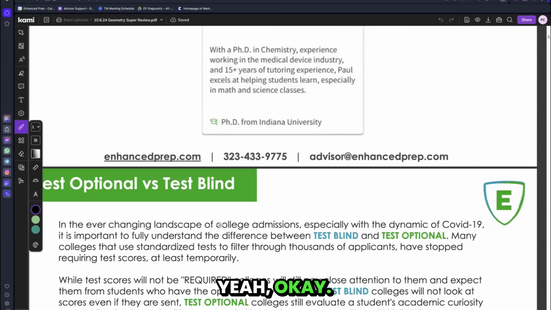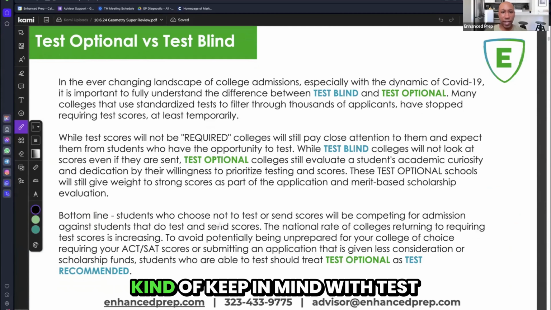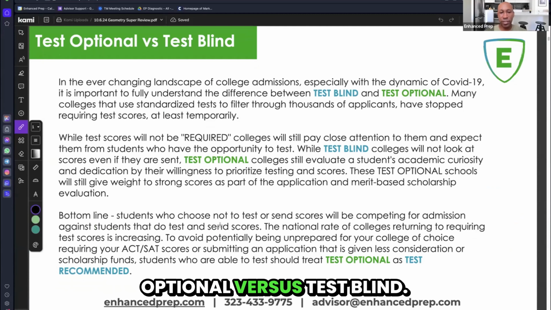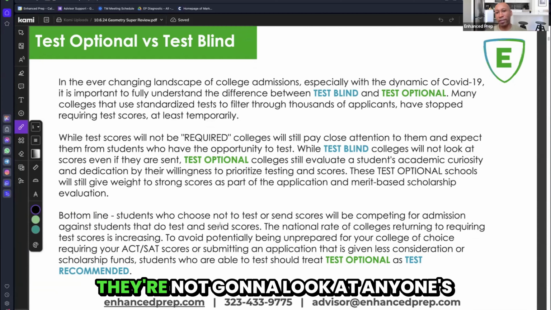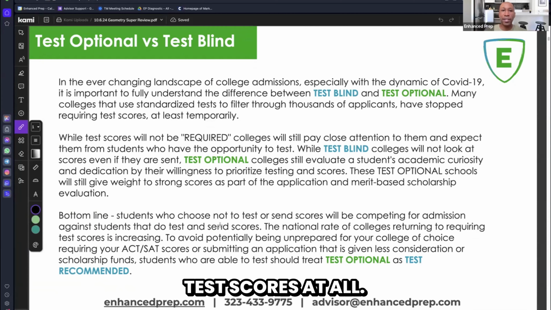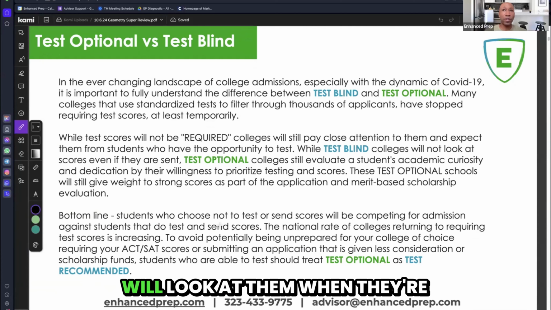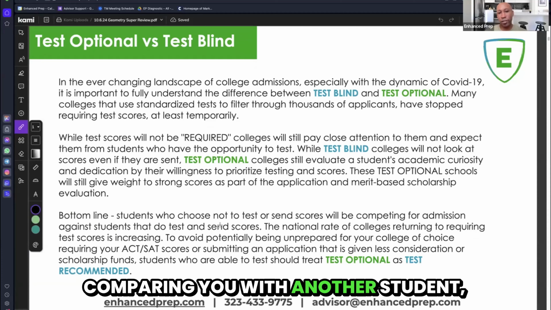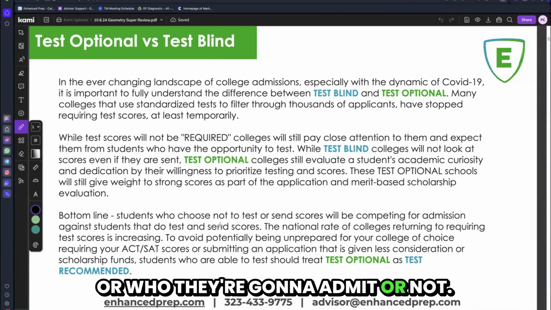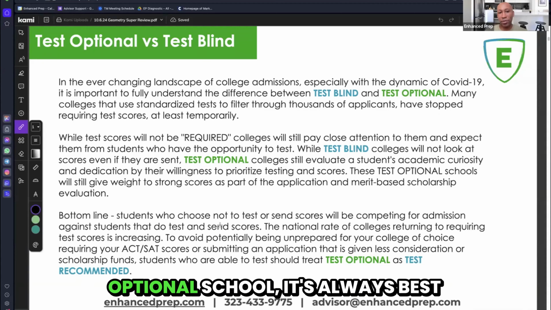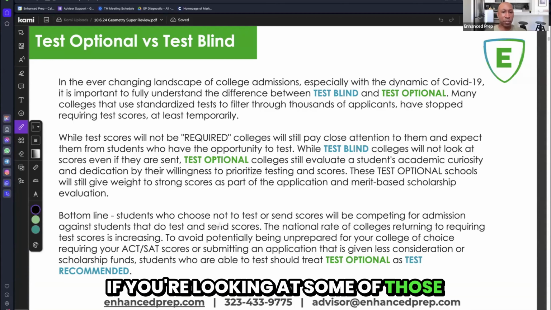So the first thing is test optional versus test blind. This is just one of those things to keep in mind. Test blind means that the school will not look at your test scores at all. Test optional means that they can look at your test scores, and they will look at them when they're comparing you with another student, to try to figure out who's going to come to the campus or who they're going to admit. So if you're applying to a test optional school, it's always best to still take that test, especially if you're looking at some of those competitive schools.